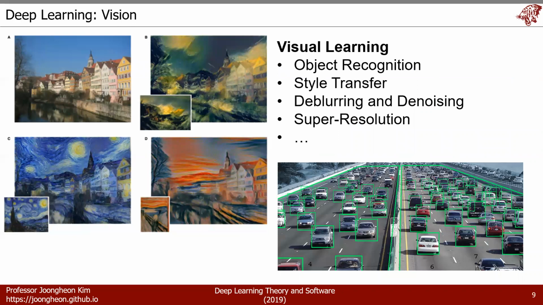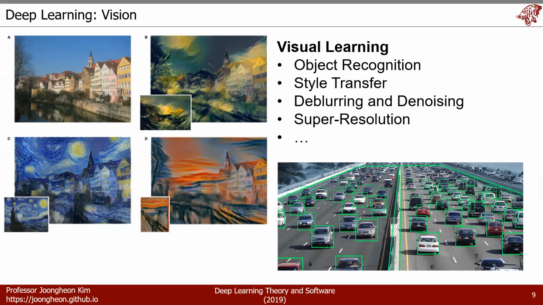In addition to that, we can think about visual learning. The first example of visual learning is object recognition. As you can see below, we can see a lot of green bounding boxes used to recognize vehicles. That's called object recognition. The next one is style transfer. As you can see on the left-hand side, you have a digital camera image in A. A can be converted to B, C, or D by taking the style of an individual artist.